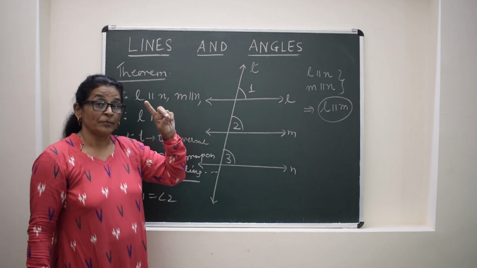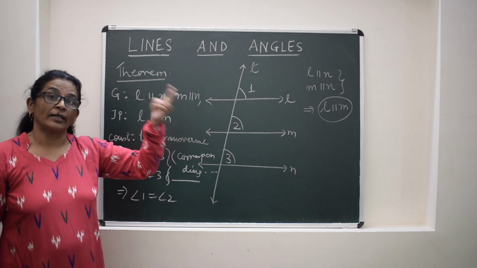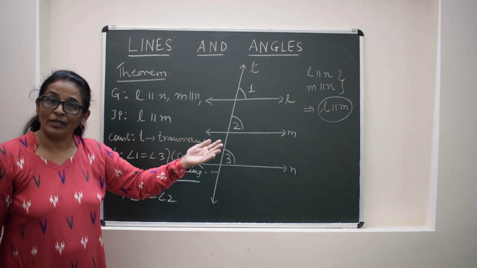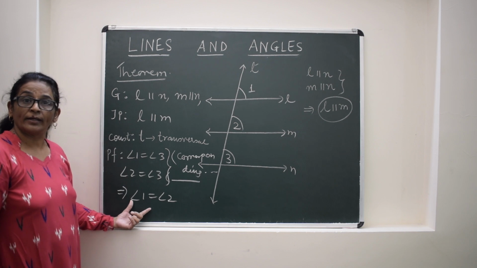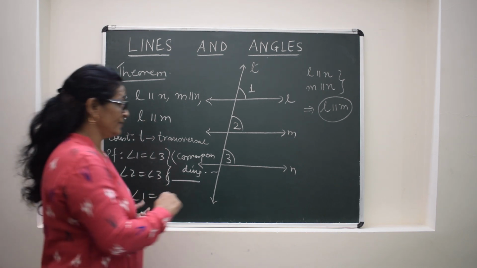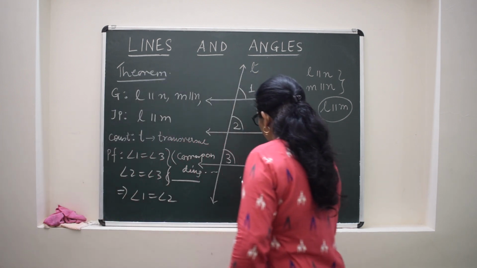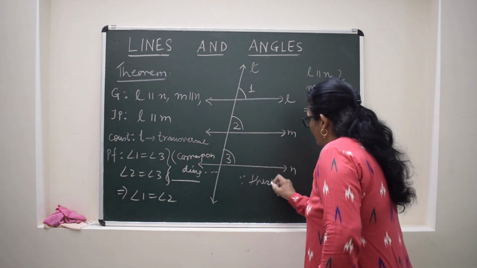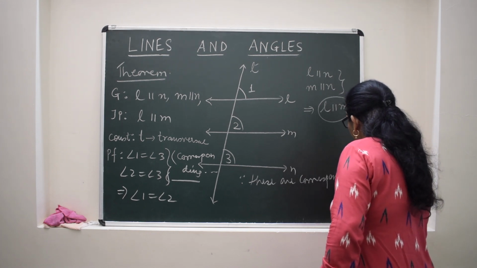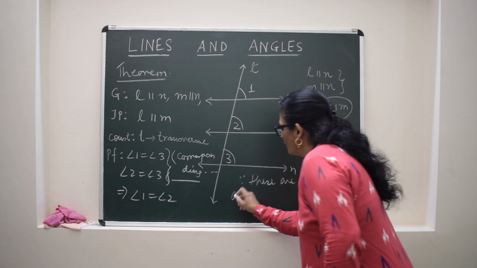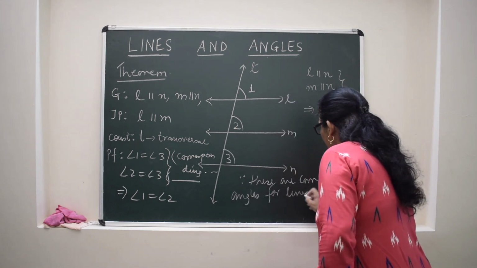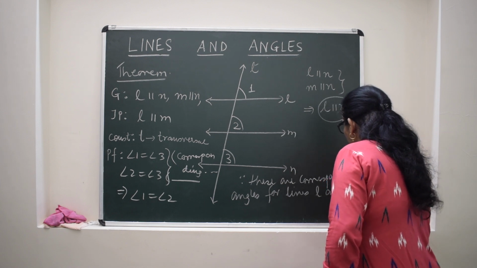So what we had seen, if the lines are parallel, corresponding angles are equal. But if the corresponding angles are equal, then the lines will be parallel. So what have we got? Angle 1 and angle 2. So what will be the reason? We will write the reason. Since these are corresponding angles for lines L and M.